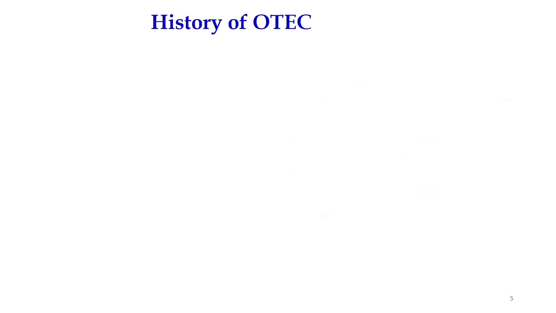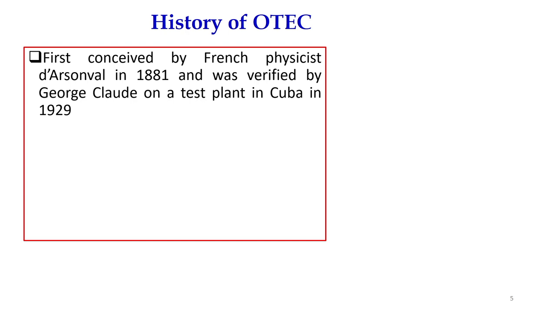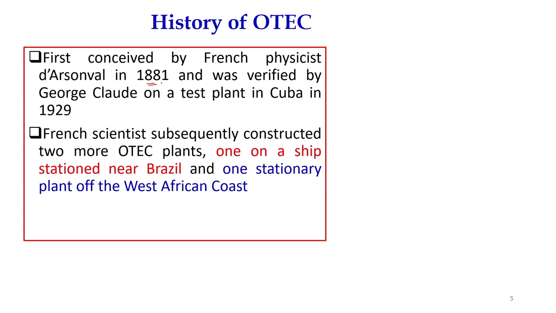Now if we look back at the history of OTEC, we must mention the famous scientist who first conceived the idea of harvesting energy from ocean thermal. The scientist is Arthur Neville, who conceived this idea in 1881, and the idea was verified by one of his students, George Claude, on a test plant in Cuba in 1929. French scientists subsequently constructed two more OTEC plants, one on a ship stationed near Brazil and one stationary plant off the West African coast.